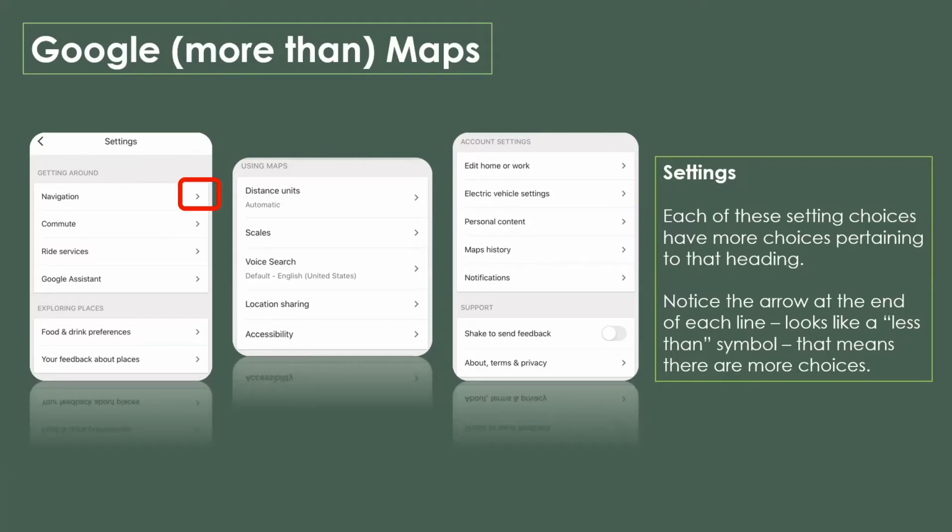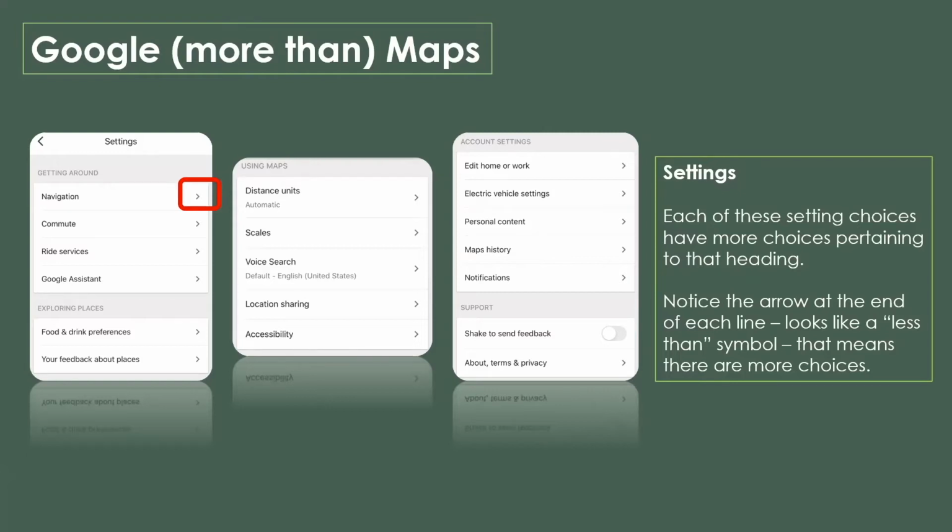So inside settings, we're going to look at navigation, the first image on the left, circled, squared. When you touch navigation, you're going to get some options like the middle image, where you can change the distance unit. So if it's in kilometers, you can change it to miles, scales, location sharing, accessibility. Every choice you see where it has an arrow off on the right-hand side means there are more choices inside of that. So you could touch on it to see what choices are inside of that.